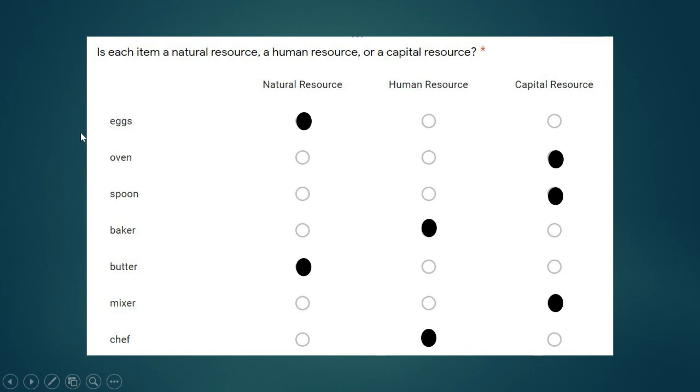So let's look. Eggs are natural. They come from a chicken, which is earth. An oven and a spoon are both capital resources. They're a tool. A baker is a human. Butter is also natural. We made butter from our whipping cream or heavy milk. A mixer would be a capital, and a chef is a human. So think all the way through those. Review as needed.